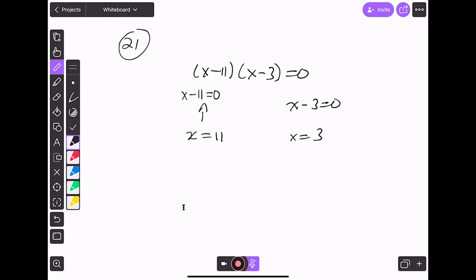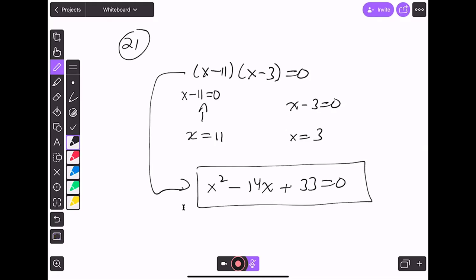There's my quadratic equation. They want me to multiply it out. Let me do that for you. What do you get? x squared minus 14x plus 33 equals 0. This is a quadratic equation. Its solutions would be 11 and 3, and it's got integer coefficients. Look at the answer key. Make sure you're staring at that answer. And of course you are. All right, let's go to 22 now.